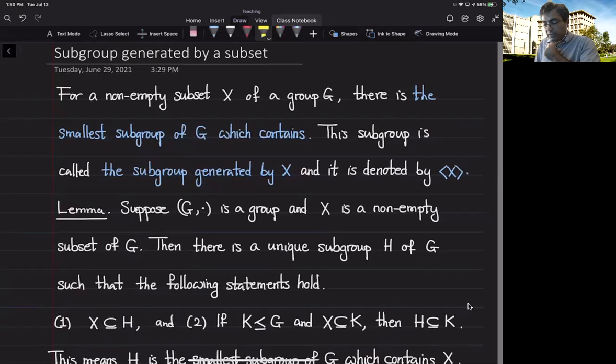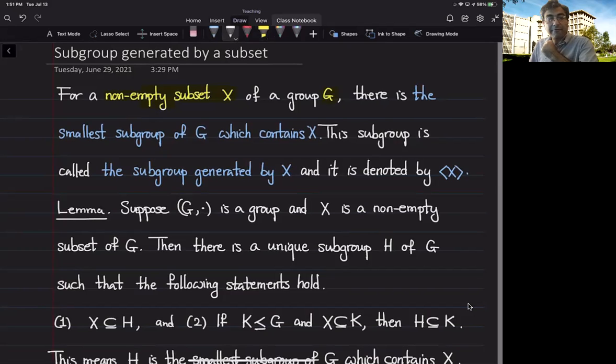So let's say I give you a non-empty subset X of G. And I ask myself, what is the smallest subgroup of G which contains X? I forgot to write down X. What is the smallest subgroup of G which contains X? Is there any such smallest subgroup? Maybe there is no smallest subgroup. Maybe there are some subgroups that contain X, but we cannot compare them at all, and then there is no smallest one that contains X.